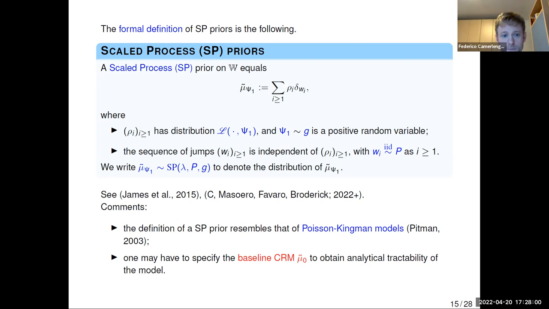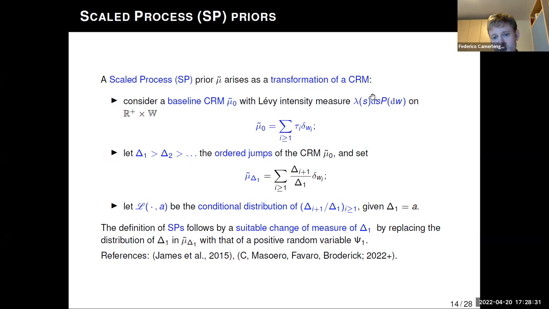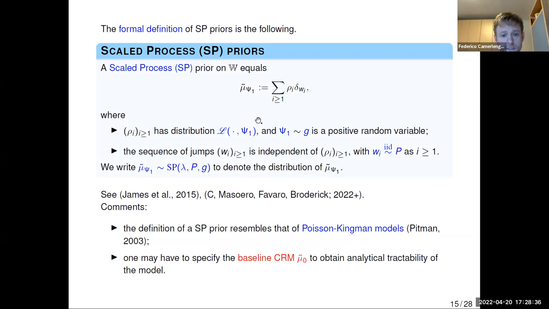So this sequence of jumps has distribution L, and here we have replaced the distribution of the largest jump with the distribution of C1, where C1 has its own density, which I call G. In order to denote the distribution of a scaled process prior, I will use the following notation. The scaled process prior depends on lambda and P, where lambda and P appear in the Levy intensity measure of the baseline completely random measure, and G refers to the distribution of this new largest jump, C1.